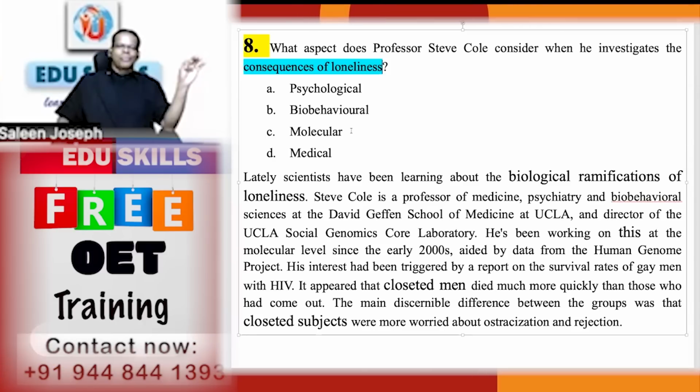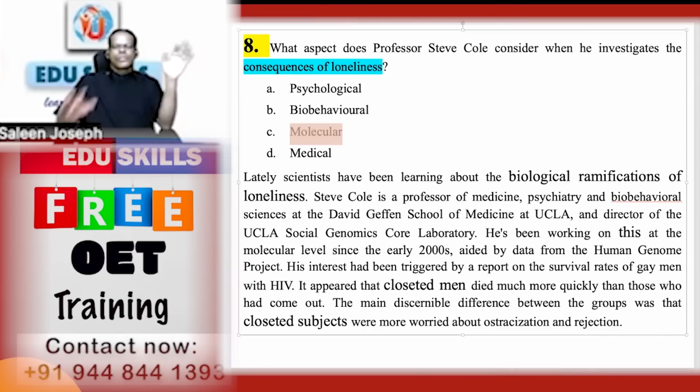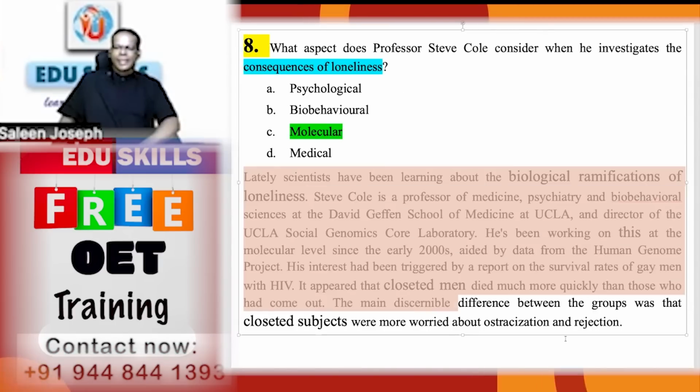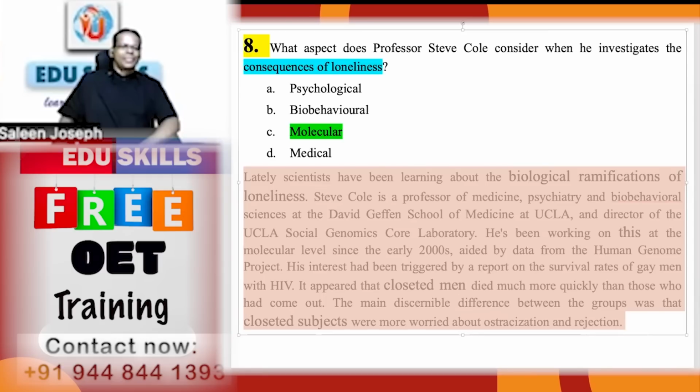Molecular is molecular. We are just predicting from the strategy. Psychology is a big branch, bio-behavioral is a big branch, medical is a big branch, whereas molecular is the atomic, small, tiny thing. Just listen, okay? Listen to the first part, the second sentence, and see the beauty. Listen to the second sentence after the topic sentence.